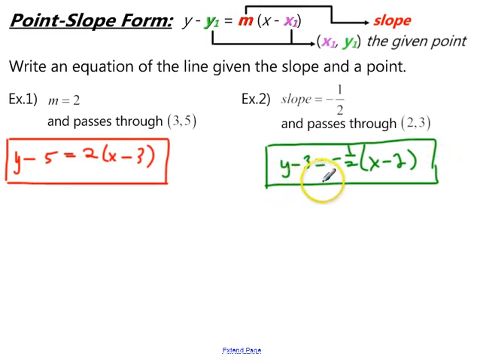Now, hopefully you got y minus 3 equals negative 1/2 times (x minus 2). So again, if I don't specify what form I want your equation of a line to be in, you can leave it in point-slope form.